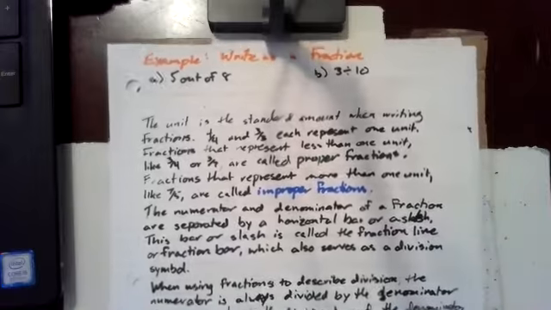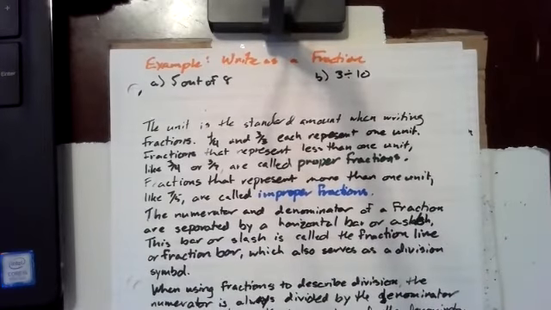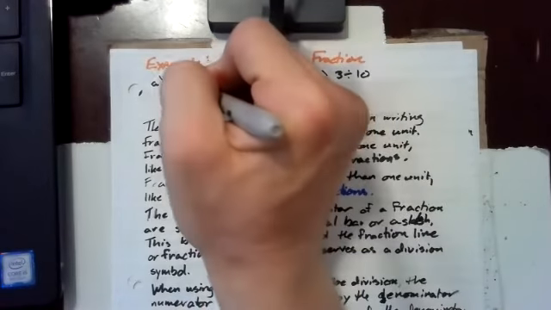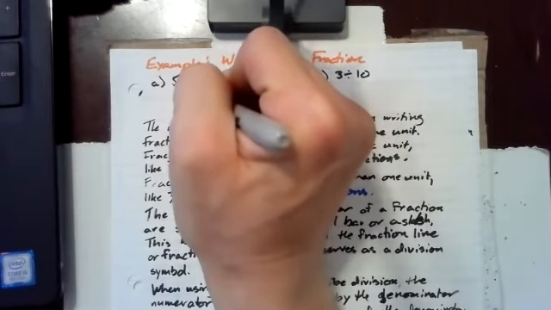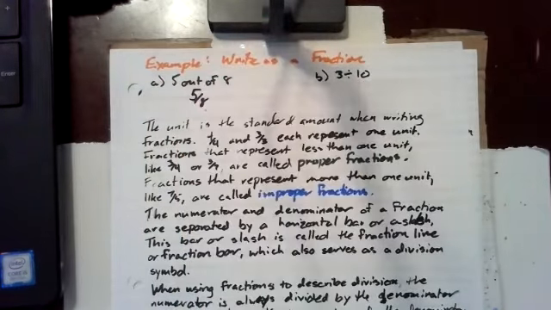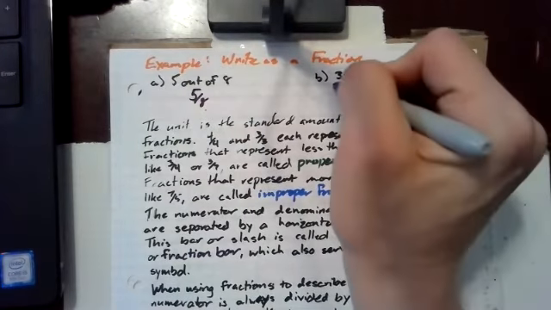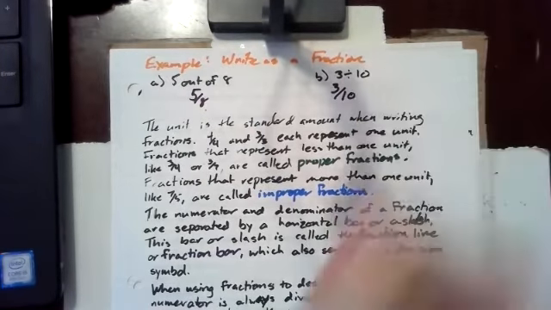Example. Write as a fraction each of these: 5 out of 8. Let's start with that. 5 out of 8 would be written as 5/8. Likewise, 3 divided by 10 we can write as 3/10.